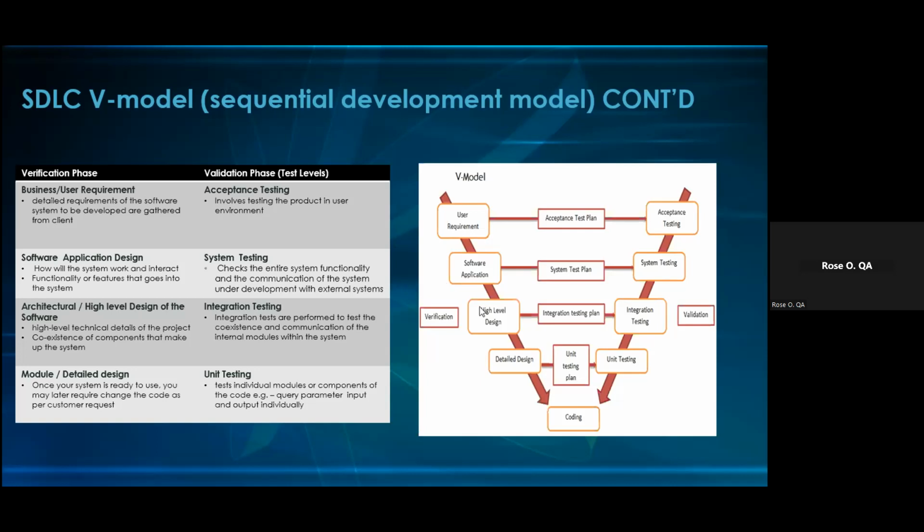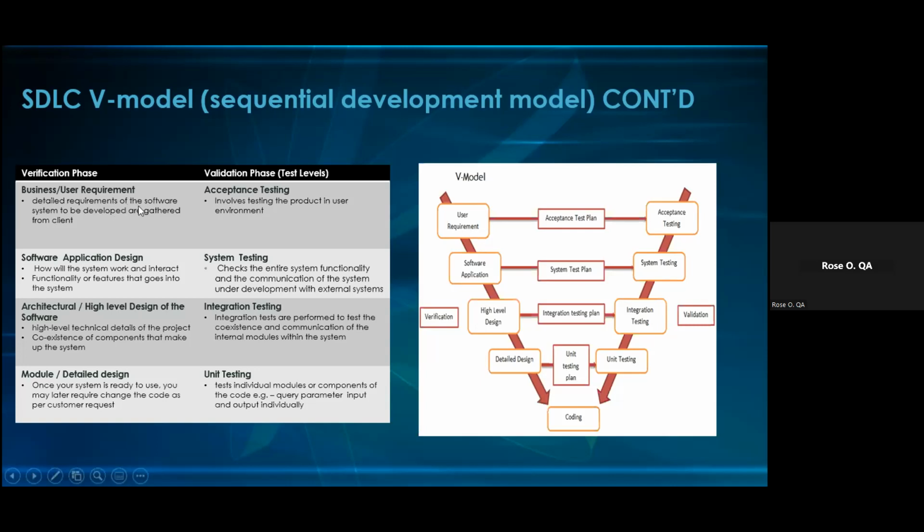So the next phase takes us to software application. The thing to validate software is the system testing. Same thing with high level design. We have the integration testing to validate that. We have detailed design, and that is the unit testing. Unit testing is mainly code. So that takes us to the verification and validation phases.